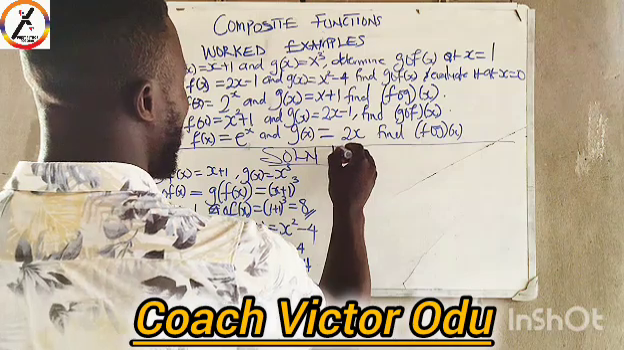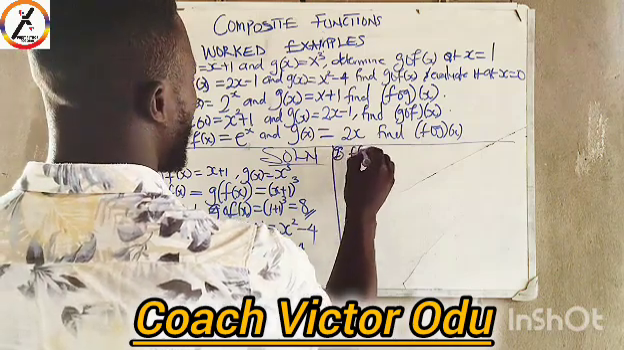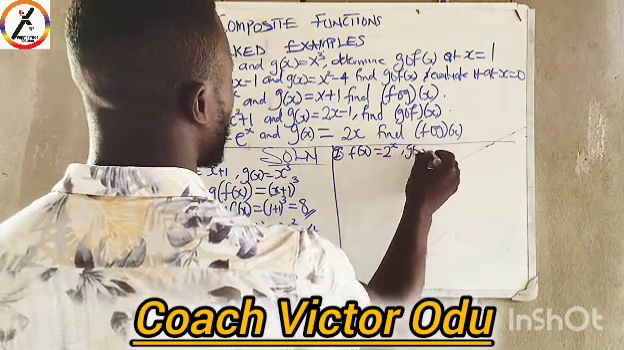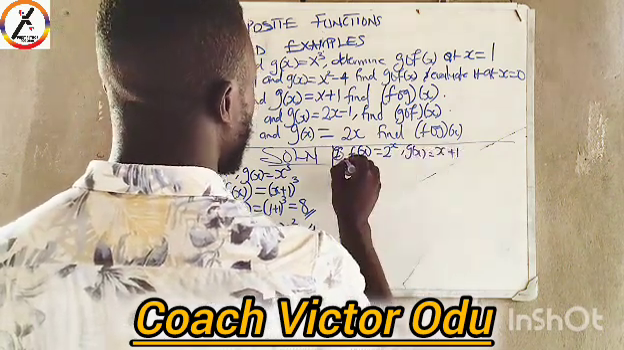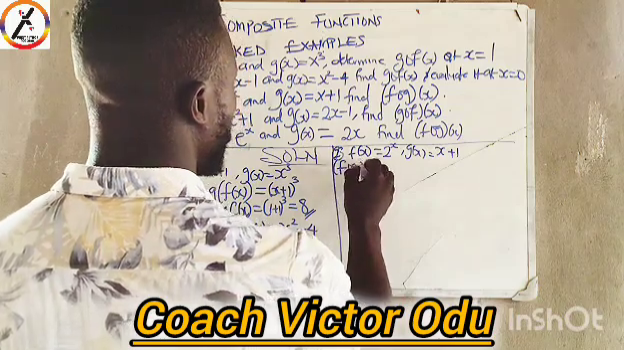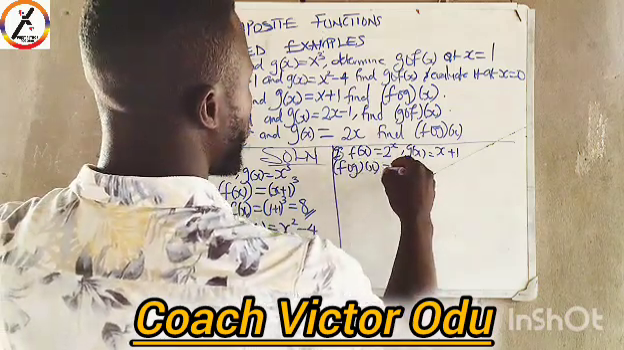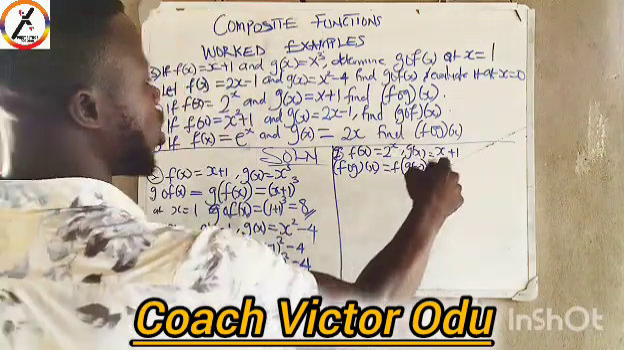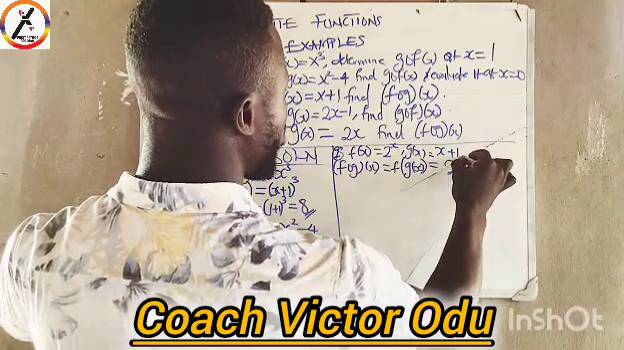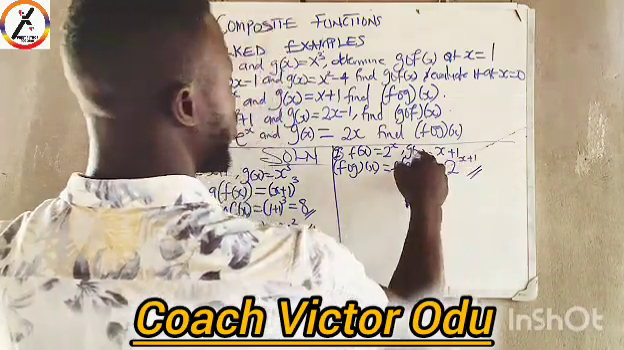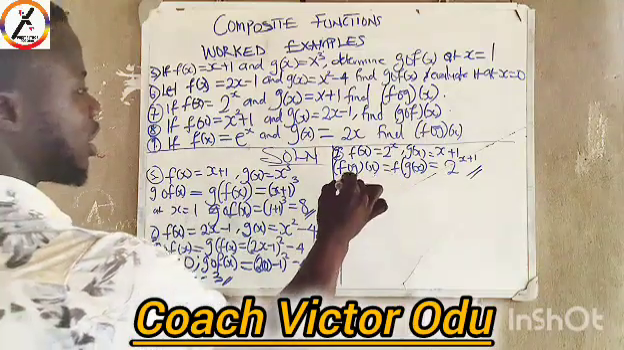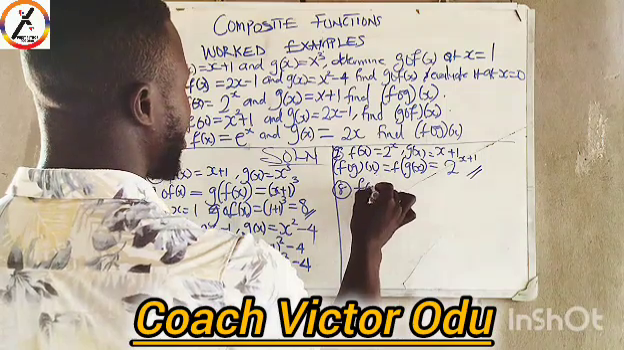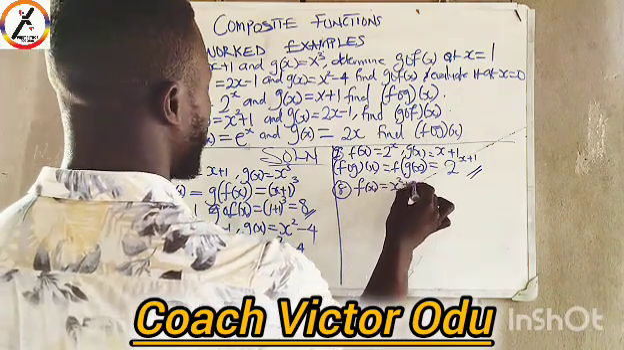So we are given question 7. f of x is equal to 2 power x and g of x is equal to x plus 1. So our f of g of x will be equal to, we're going to write f g of x, and this gives us 2 to the power x plus 1. Very simple. That's it.